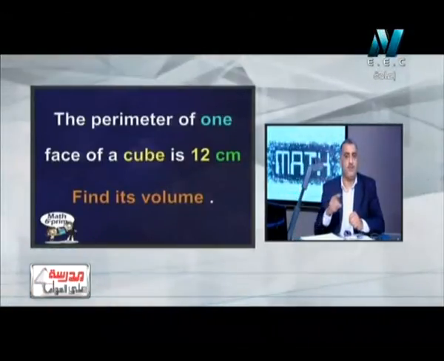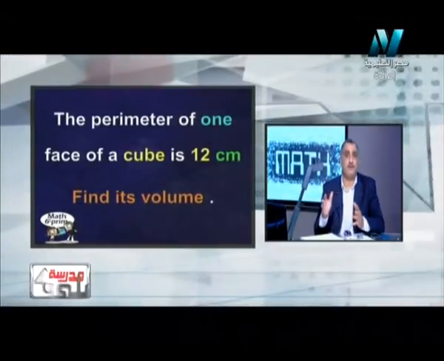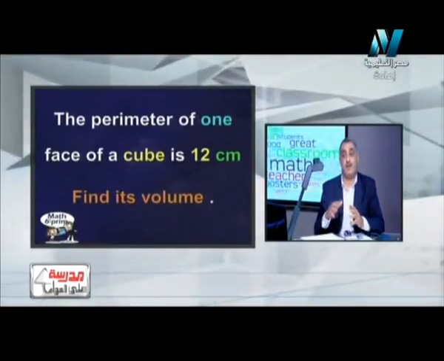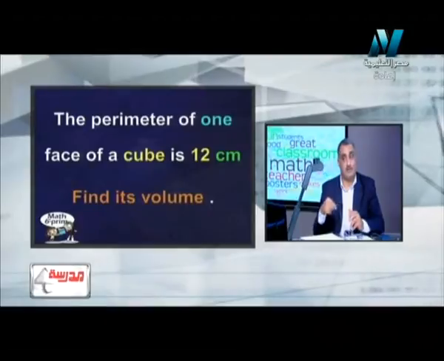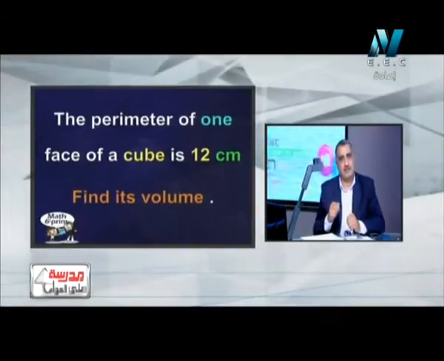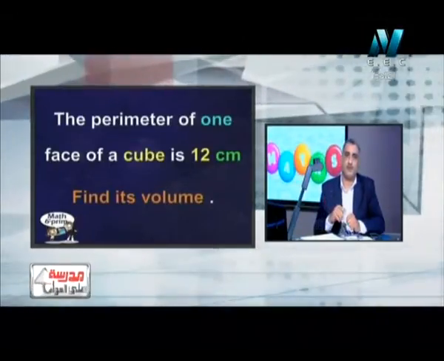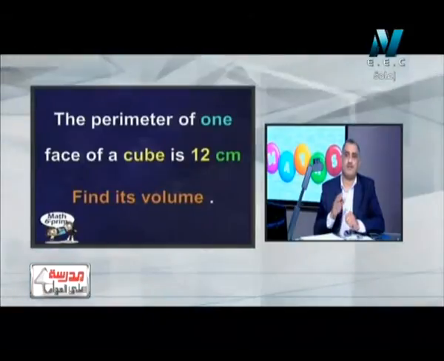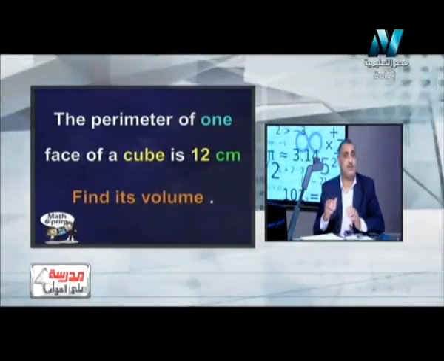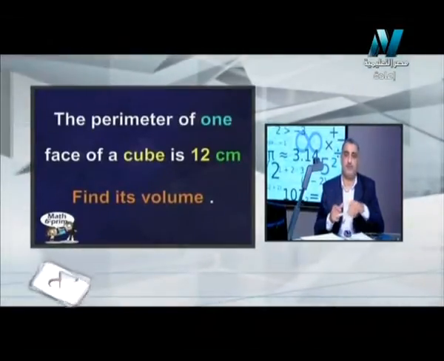He gives me the perimeter of one face and asks about the volume. How can we find the volume? We can't find the volume without the edge length of a cube. How can we deduce the edge length of a cube? From the perimeter of one face. What does the face look like? Excellent. The face of a cube is a square. How can we find the perimeter of a square? The perimeter of a square equals side by 4. We have now the perimeter of a square, so it's so easy to get the edge length. Perimeter divided by 4.